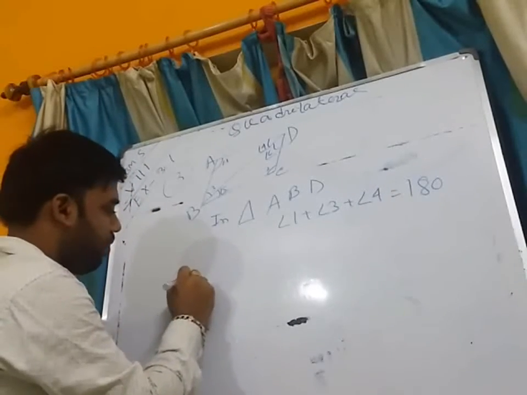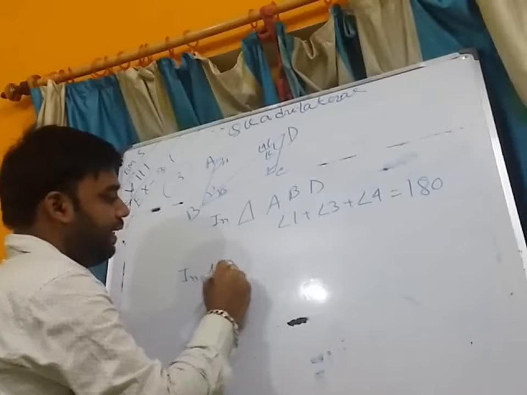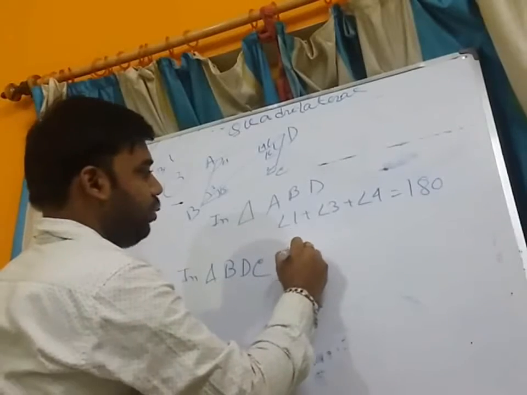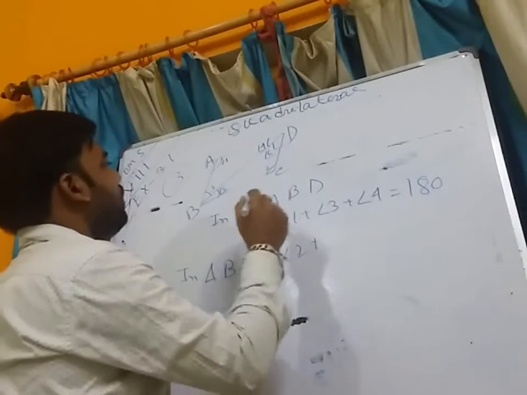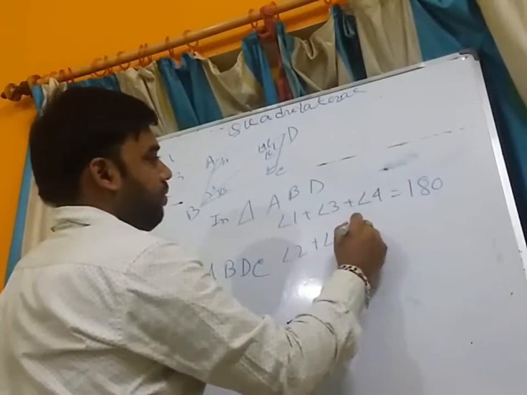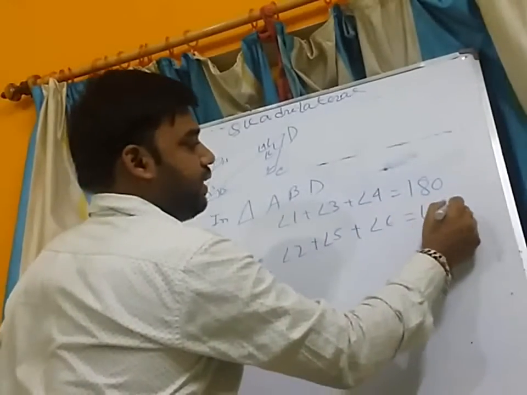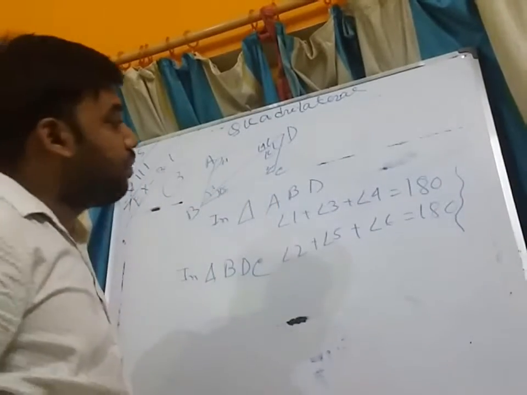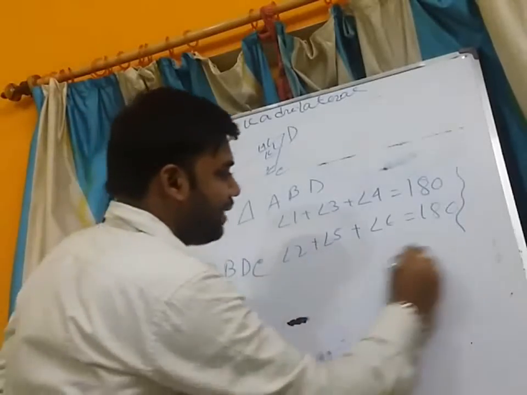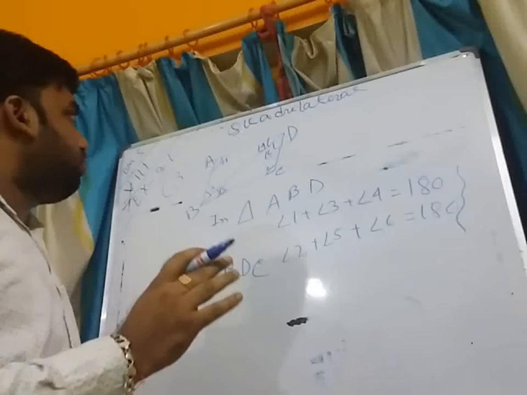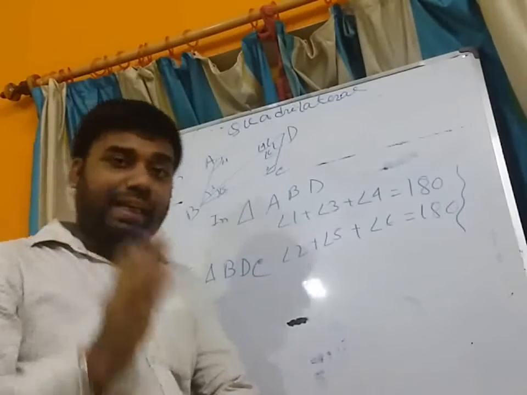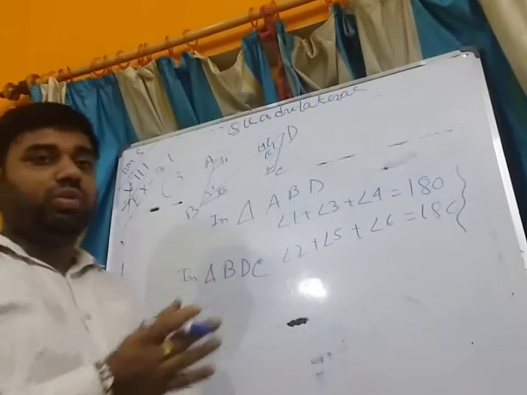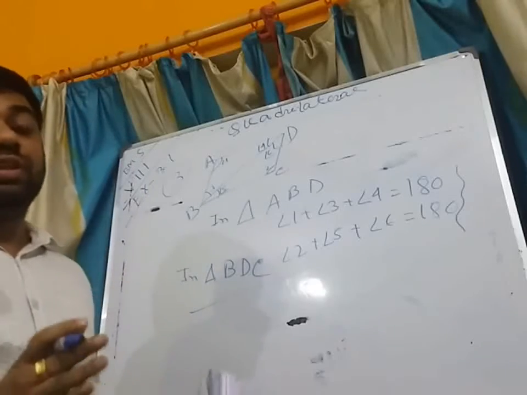And in triangle BDC, angle 2 plus angle 5 plus angle 6 equals 180 degrees. Same, using the angle sum property, because BCD is a triangle and the sum of its angles should be 180 degrees. Now adding these two, students, remember one thing: any diagonal of a quadrilateral divides it into two triangles of equal area.